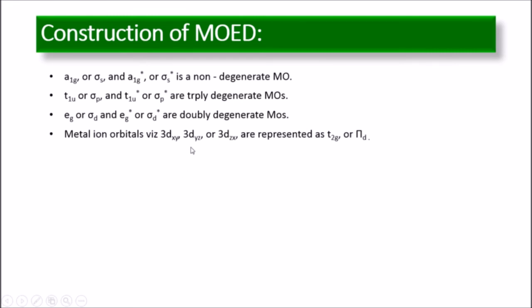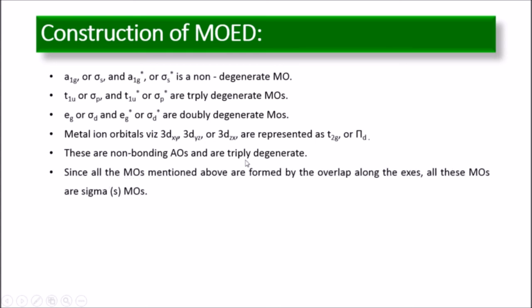Metal ion orbitals 3D XY, YZ and ZX are represented as T2G. They can also be represented as pi d orbital as well, because they are in a planar side. They do not have direct interaction with LGO. And later on we're going to learn that how they will contribute in pi bond formation. These are non-bonding atomic orbitals and they are triply degenerate. Since all the molecular orbital mentioned above are formed by the overlap along the axis, all these MOs are sigma MOs.